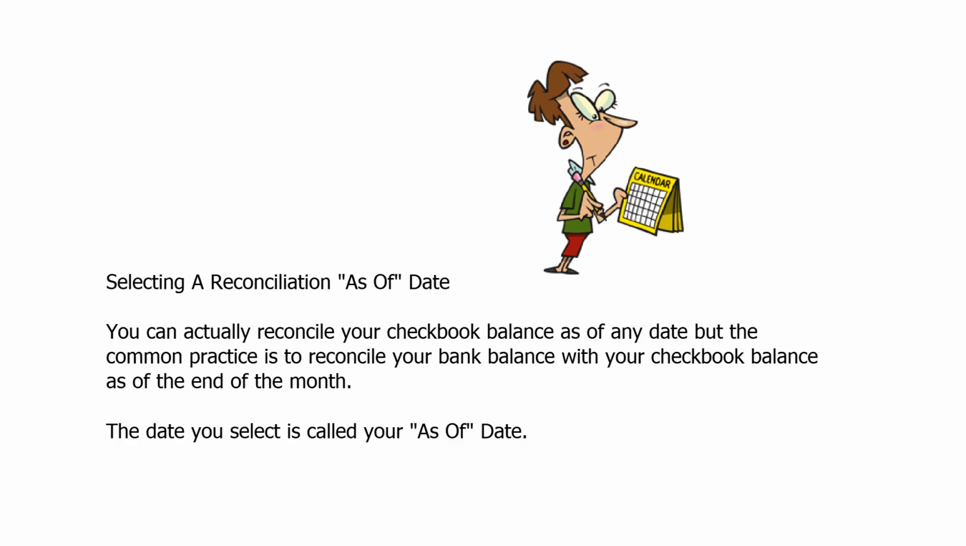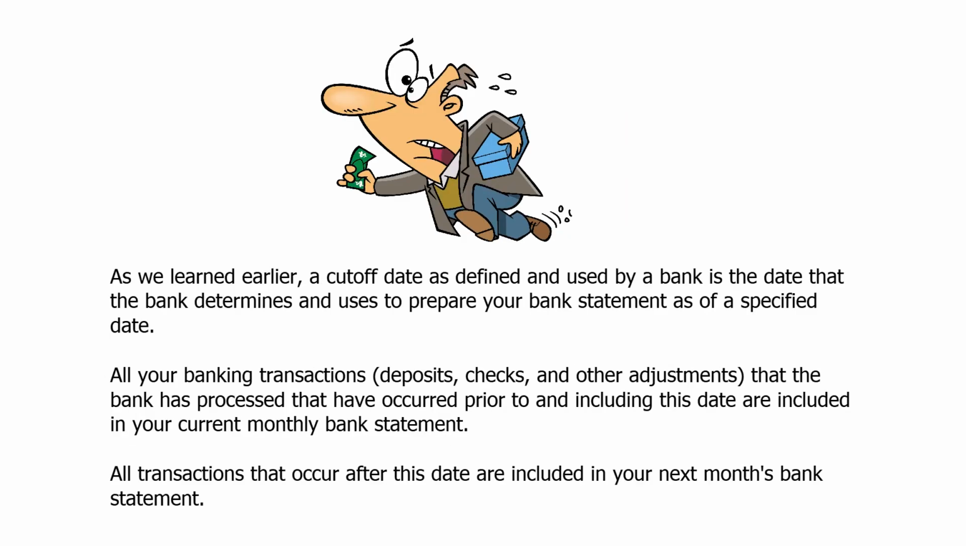As we learned in the introduction, a cutoff date as defined and used by a bank is the date that the bank determines and uses to prepare your bank statement as of a specified date. All your banking transactions, deposits, checks, and other adjustments that the bank has processed prior to and including this date are included in your current monthly bank statement. All transactions that occur after this date are included in your next month's bank statement.